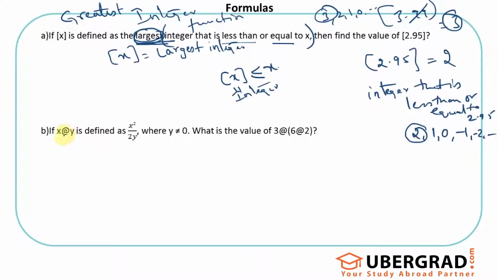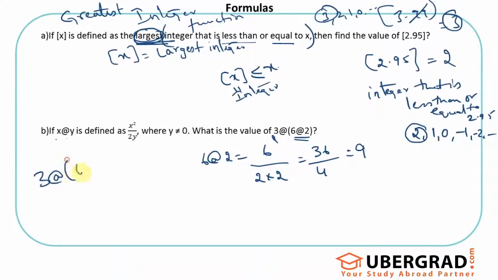Sometimes you will get to see two variables like this. If x at the rate y is defined as x square by 2y, where y is not equal to 0, because as I said, division by 0 is undefined, so we will not have that. They are asking us to find 3 at the rate 6 at the rate 2. So first find the innermost, 6 at the rate 2. X at the rate y is x square by 2y. What is 6 at the rate 2? 6 square by 2 into 2, right? That's the definition. So 6 square is 36, by 2 2s are 4, so it's basically 4 9s are 36. So 3 at the rate 6 at the rate 2 will become 3 at the rate 9.